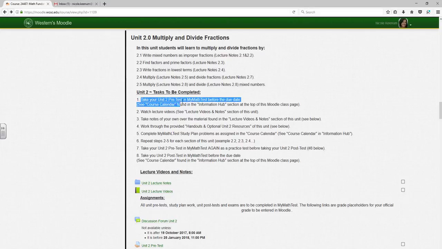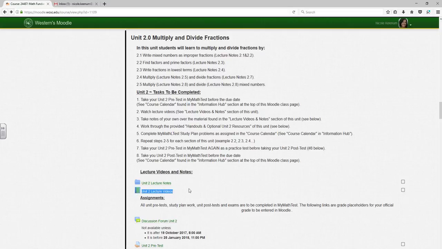You need to first take your Unit 2 pre-test in My Math Test, and you'll see the course calendar for the due dates for everything in this unit. I suggest that you print it off if you haven't already to start marking through this and keeping track of everything. Also in the start here, there's a video to show you how to find your pre-test, how to find the study plan, and how to find your post-test in My Math Test. So step 1, or first task to be completed, is to take your pre-test for Unit 2 in My Math Test.